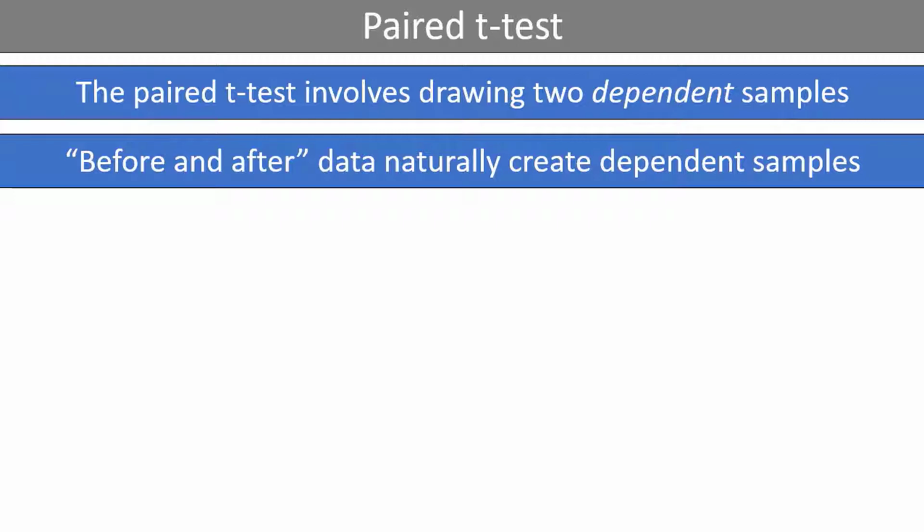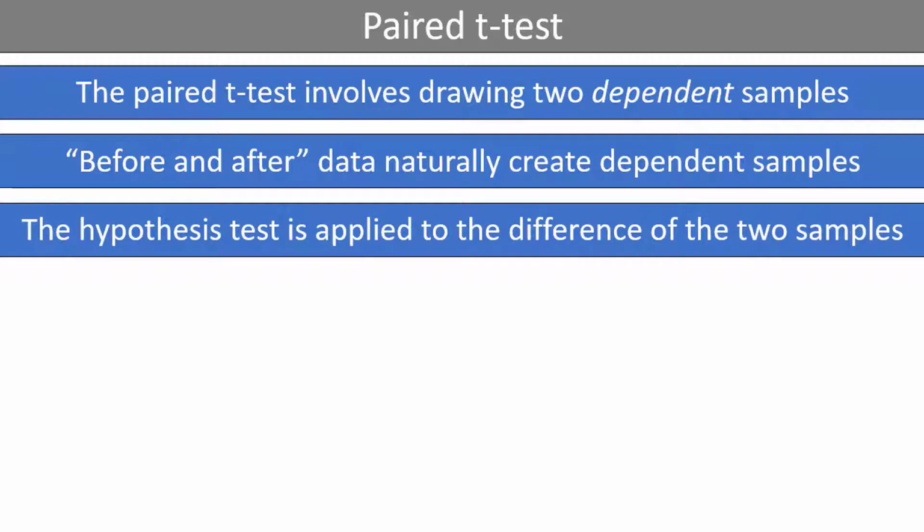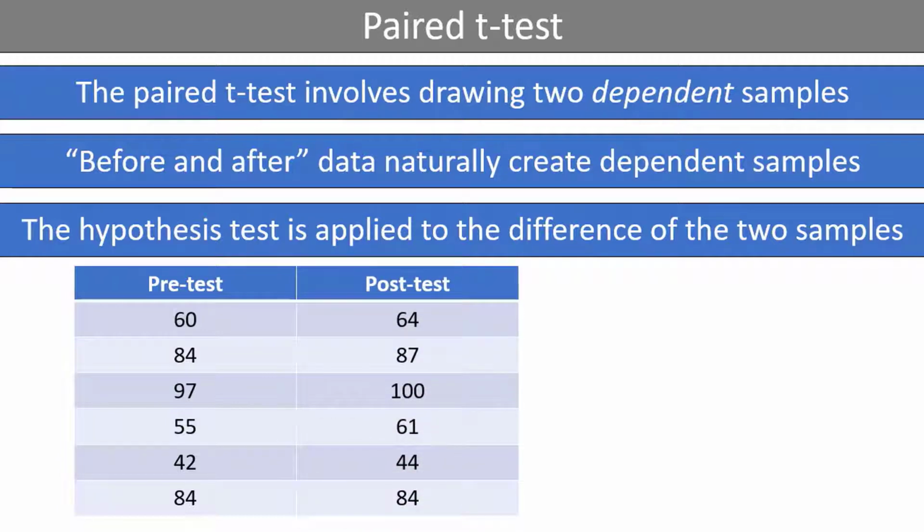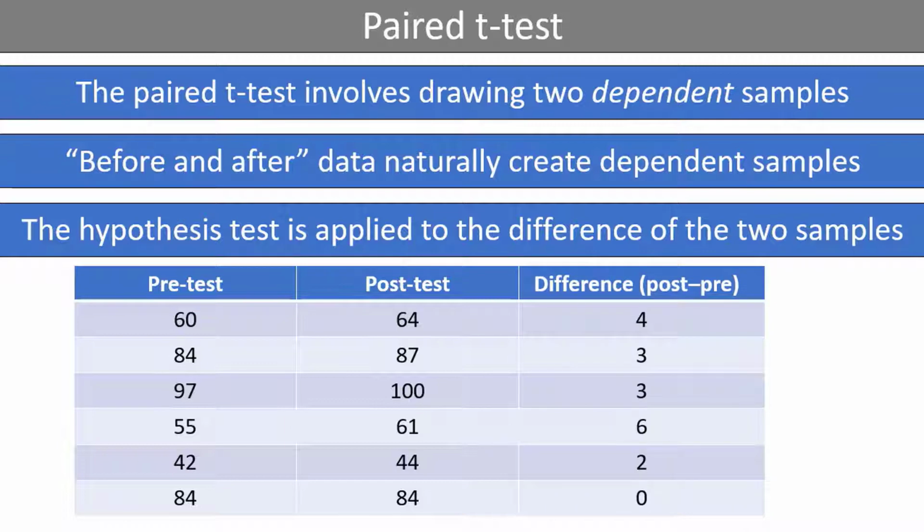The actual hypothesis test is not applied to either of the two samples individually, but rather the difference between the two samples. For example, if sample 1 represented pre-test scores and sample 2 represented post-test scores, the hypothesis test would be performed on the difference in scores, post scores minus pre-scores. We can calculate statistics based on the difference column, such as the mean and standard deviation, but we label these symbols with a subscript d to signify that they are related to the difference of the two dependent samples.